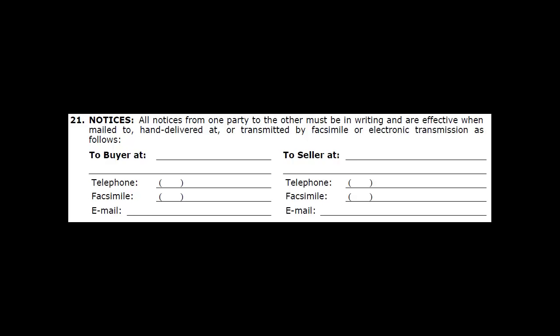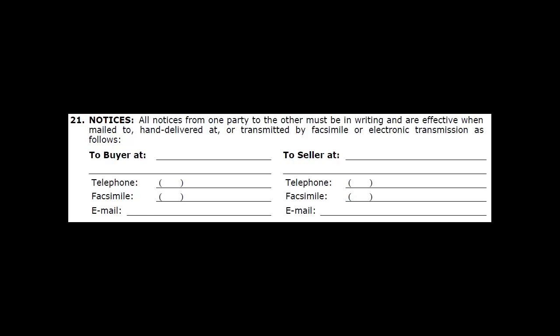Just a few more mentions here. Time is of the essence in almost all of the TREC contracts' notice provisions, and some of the notices require time-sensitive action by the party receiving the notice. For example, the seller's notice to the buyer of the acceptance of another contract under the Addendum for Sale of Other Property by Buyer, which is a contingency contract, requires action by the buyer.